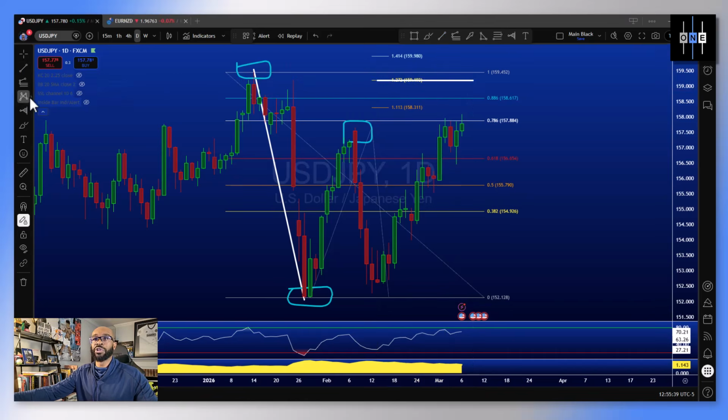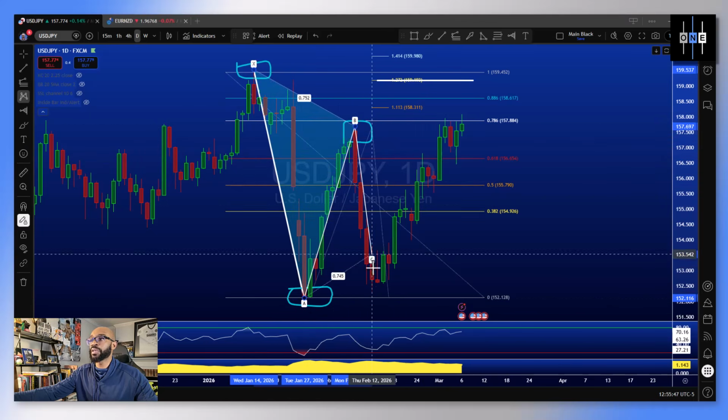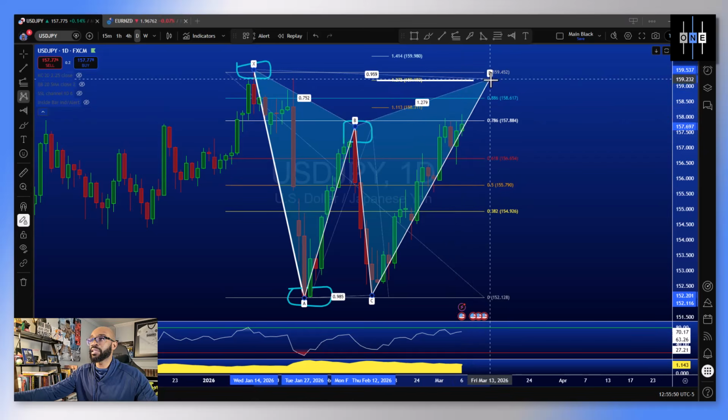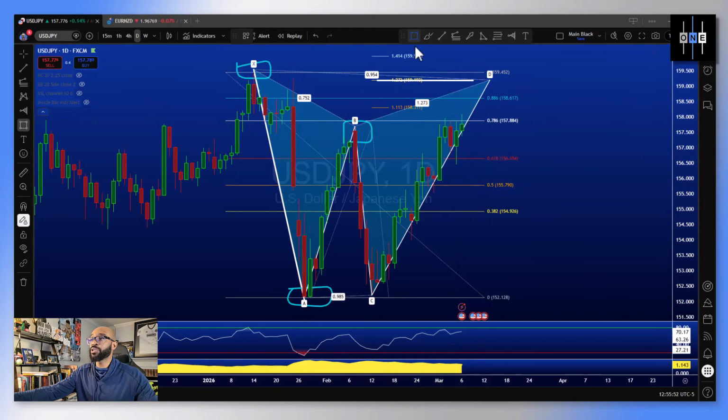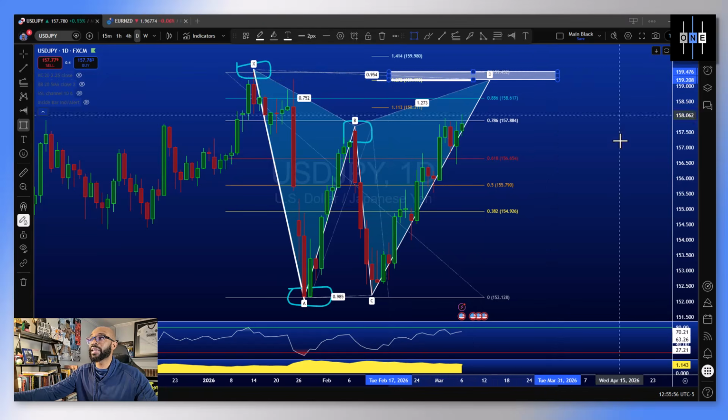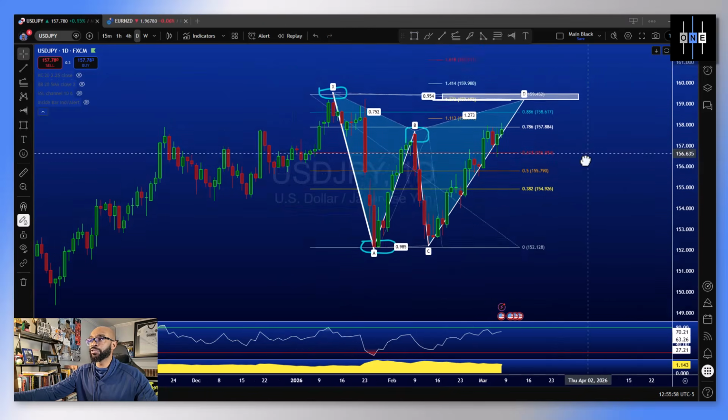So all in all, that's going to give us an advanced pattern formation that looks like this: X to A, swing high to swing low, A to B, our first retracement, B to C, and then a CD completion right up here. And as you can see, with our completion being so close to the X leg, we're going to have a really good risk reward on here.